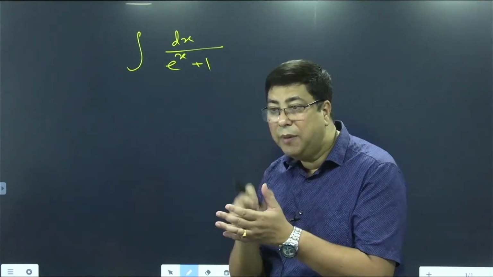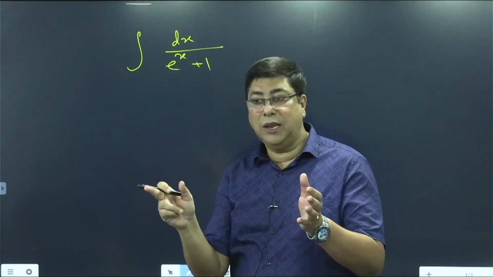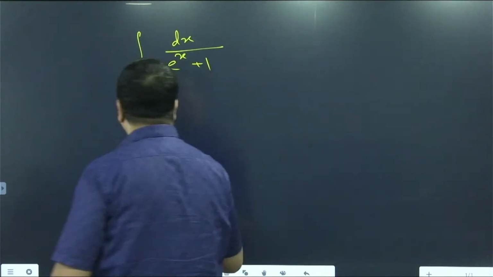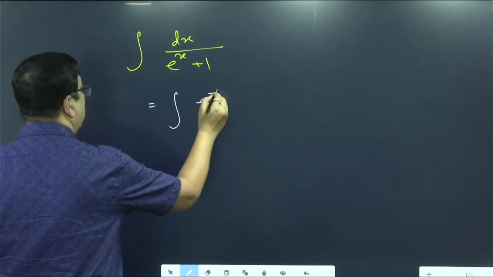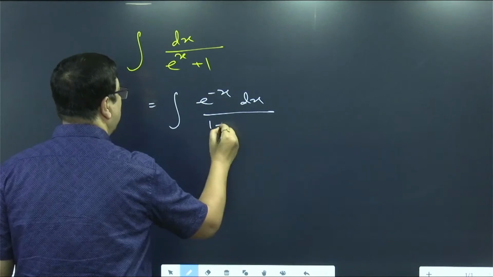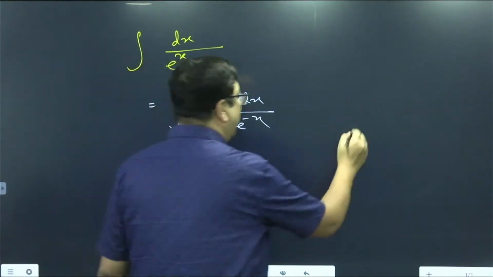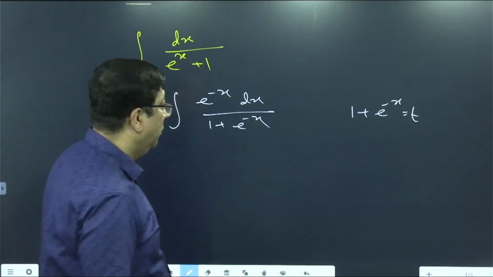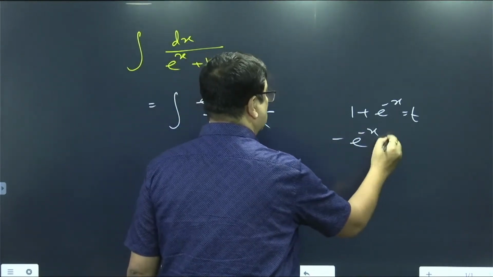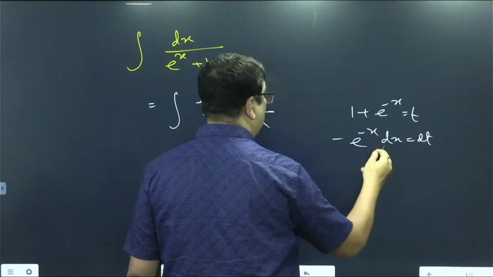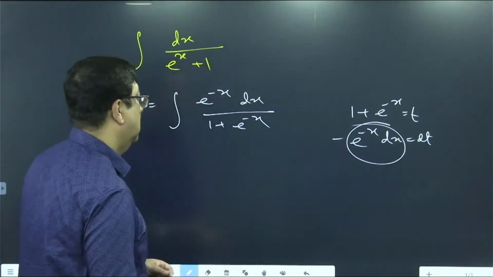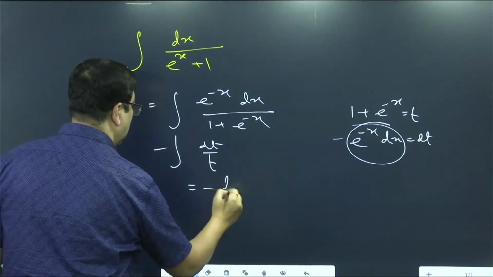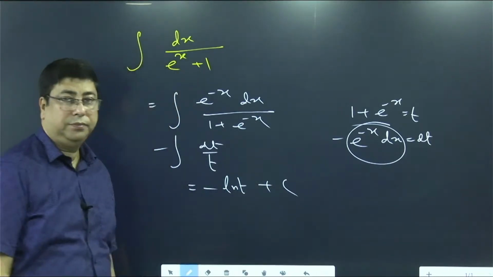Because the derivative of e to the power minus x is minus e to the power minus x. Minus plus does not matter because it is coming outside. Therefore, we can multiply numerator and denominator by e to the power minus x: dx by 1 plus e to the power minus x. Now, if we take 1 plus e to the power minus x as t, then minus e to the power minus x dx equal to dt. Therefore, e to the power minus x dx is minus dt by t. Directly we can write this as log t plus c. Sum is over.